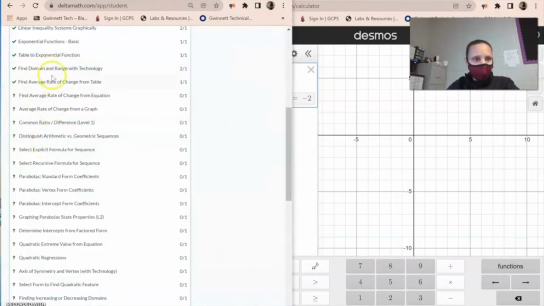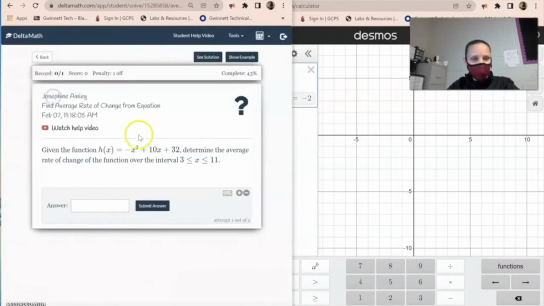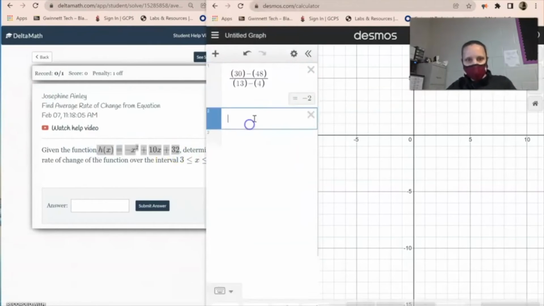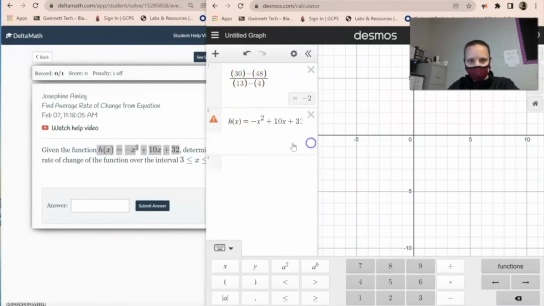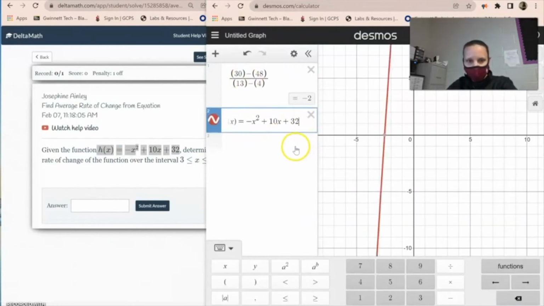Then when you do it from an equation, it's the same thing. You're just going to copy and paste it. Control C. And I'm going to leave this up here because I need it. Control V. All right, then fix whatever needs to be fixed. Like, I don't need that at the end.